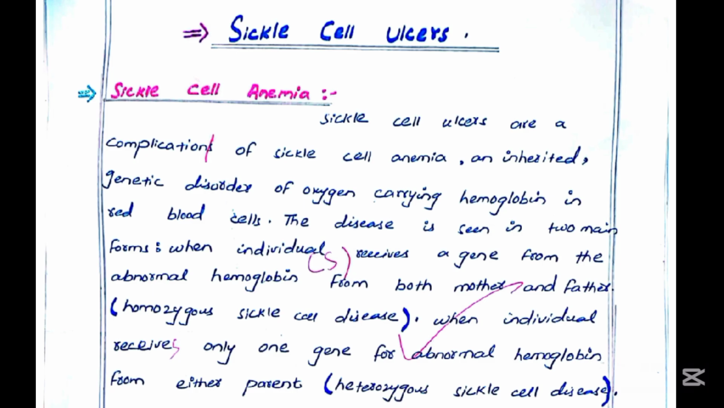Sickle cell ulcer is a complication of sickle cell anemia, an inherited genetic disorder of oxygen-carrying hemoglobin in the red blood cells. This disease is seen in two main forms. Number 1: when individuals receive the abnormal hemoglobin gene from both mother and father, called homozygous sickle cell disease. Number 2: when an individual receives only one abnormal hemoglobin gene from either parent, called heterozygous sickle cell disease. So this is the example and definition of sickle cell anemia and sickle cell ulcer.